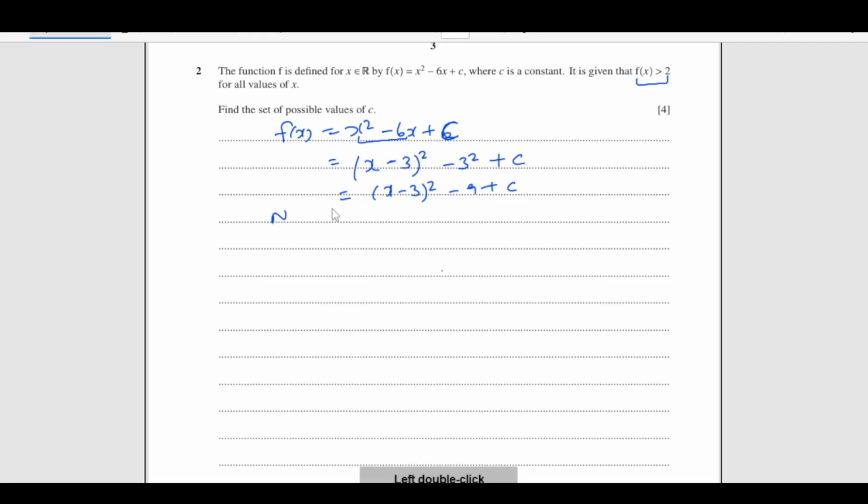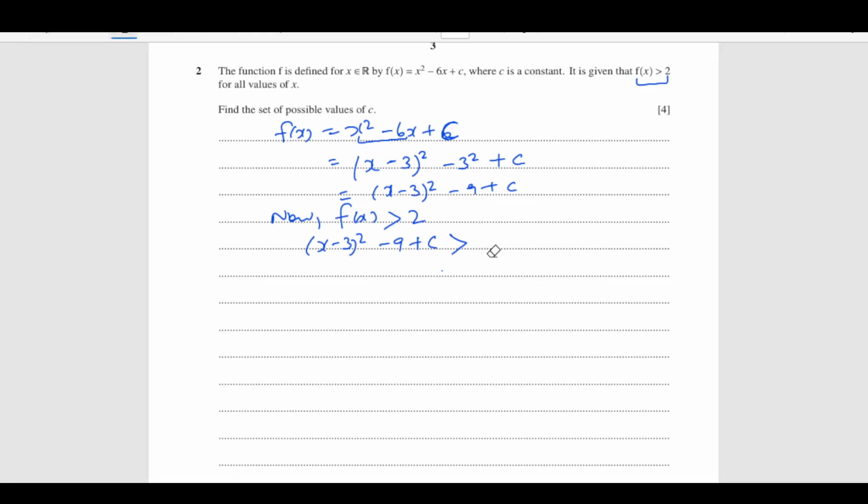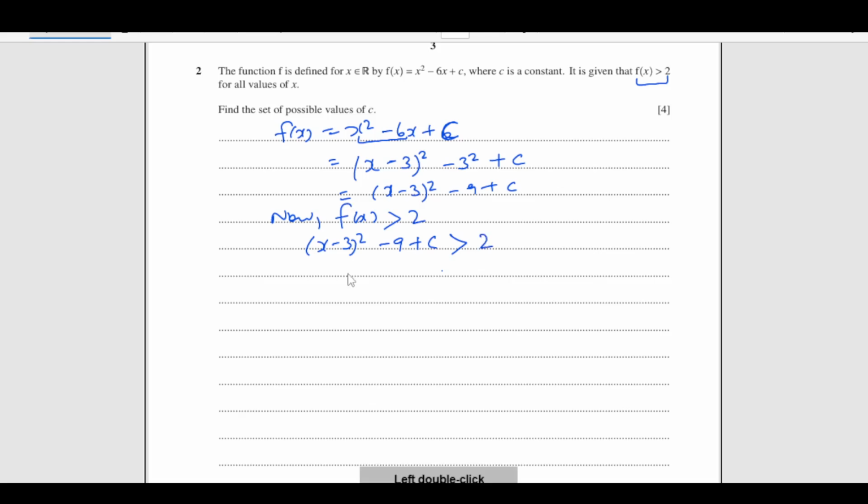So now we are given that f(x) is greater than 2. So we will put the value of f(x), which is (x minus 3) squared minus 9 plus c, greater than 2. Then from here, (x minus 3) squared plus c is greater than 2 plus 9, 9 shifting to the other side, so this is greater than 11.